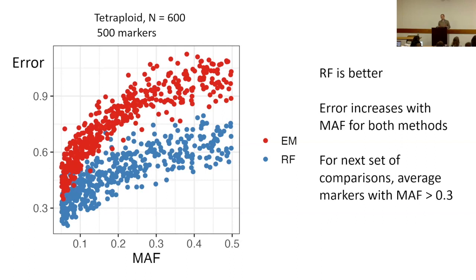Anyways, two main things to take away from this. One, you can see that the blue dots are lower than the red dots. So random forest beats the EM algorithm, which is exactly what we saw when we looked at this in diploids 10 years ago. So that was not too surprising.